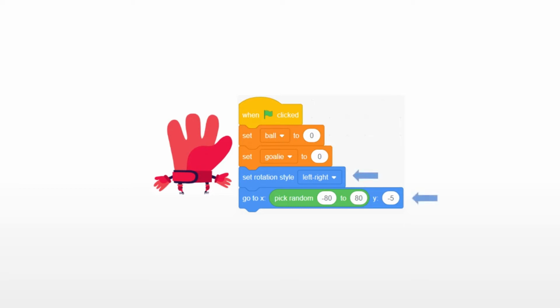Add these blocks. The top blue block is so the goalkeeper doesn't flip over when he touches the edge of the screen. The bottom blue block is used to show the goalkeeper in front of goal. The goalpost coordinates are a little to the left of -80 and a little to the right of 80, so we're going to make the goalkeeper appear at random coordinates between -80 and 80 with a green block.